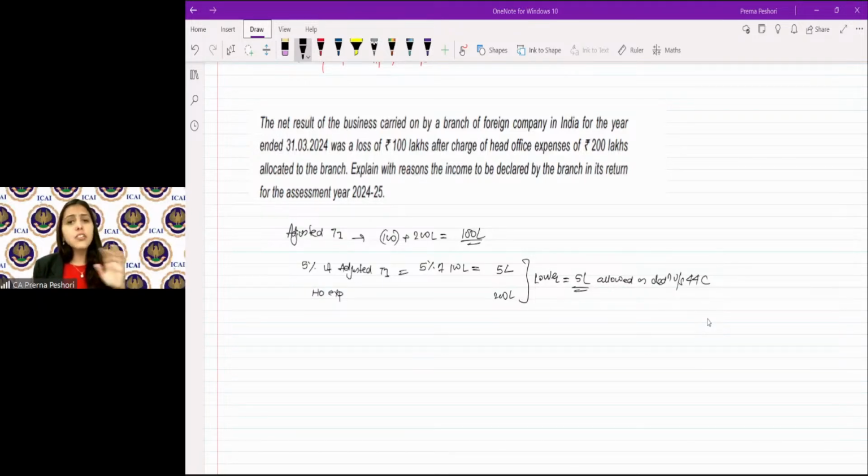Yes, Shankara, yes, Mansha, you are right. So 44AD can only be applied by the residents, and the same is true for 44ADA. So they cannot go onto that particular section. But for the rest of the provisions, they can claim deductions as per 36, as per 37 general allowance.